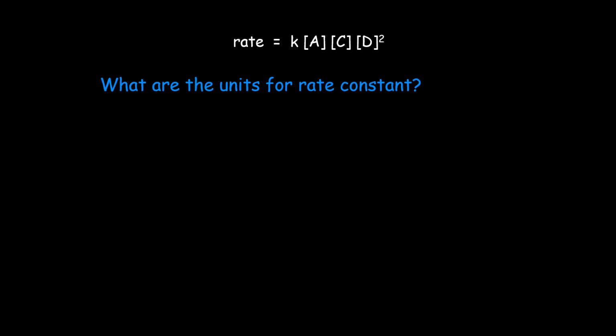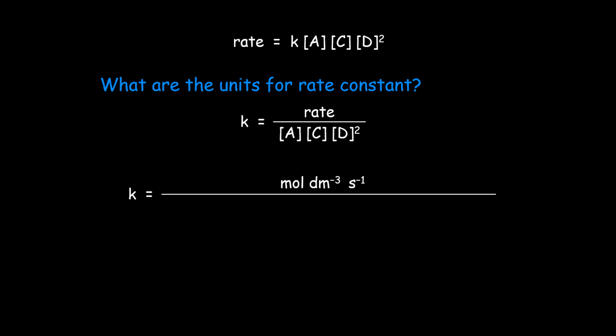Now the units. So rearranging to make k the subject, k equals rate over that. So it's going to be moles per decimeter cubed per second divided by, now cancel one of them out, add those three together, bring it up to the top, and it becomes dm to the plus 9, mole to the minus 3, s to the minus 1.